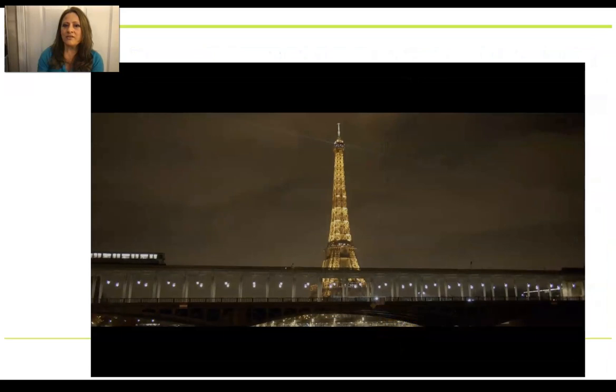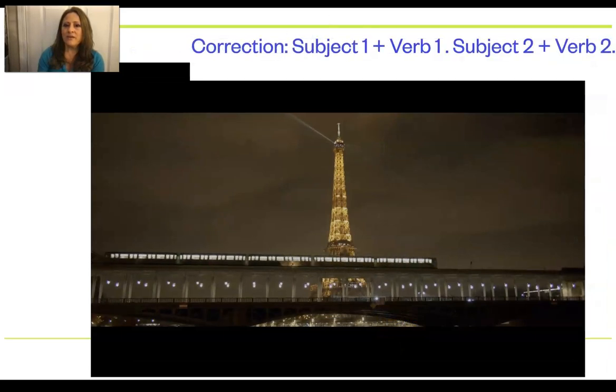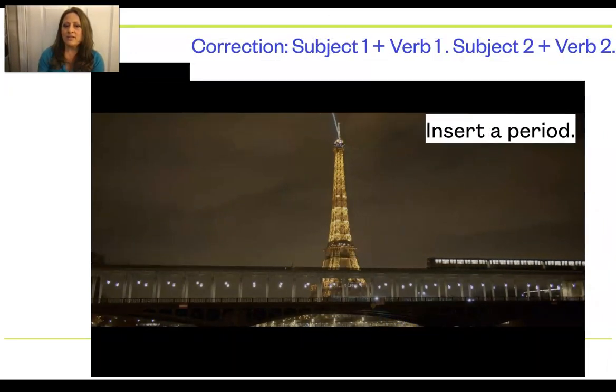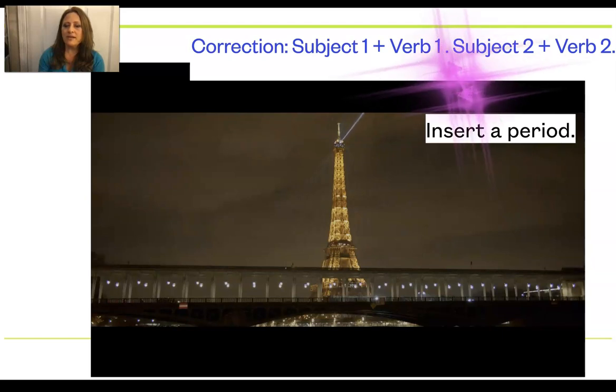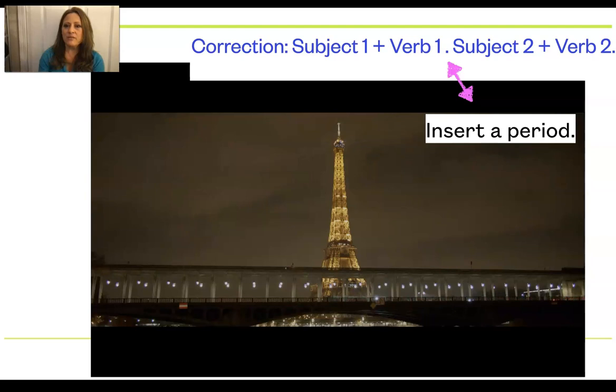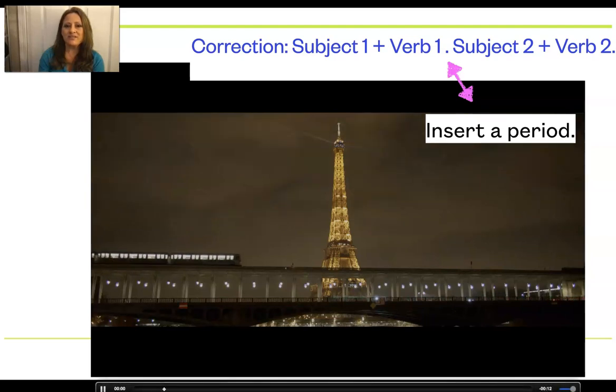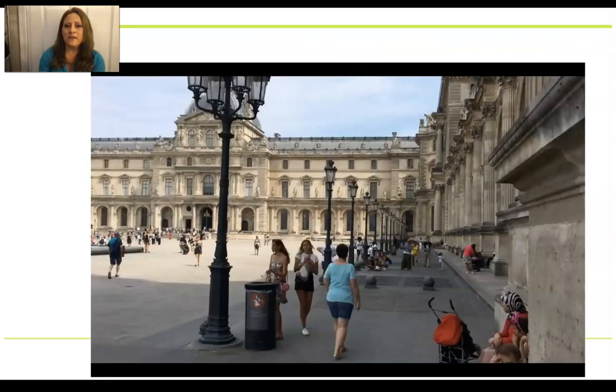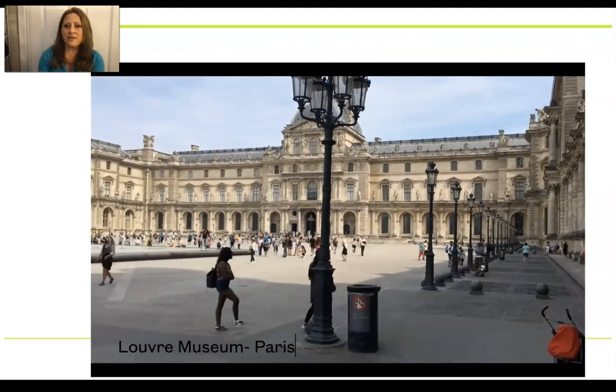Now, here's some more examples. If you have a correction, you would have here the period, as is shown here. After subject 1 and verb 1, you have a period. That's one of the easiest ways to fix this. Then we have some other examples.